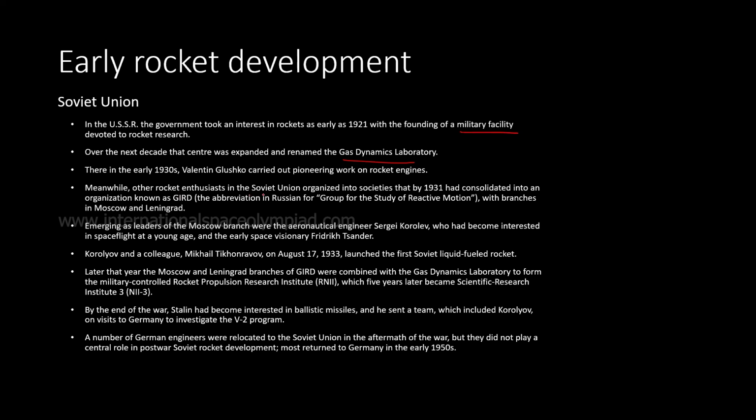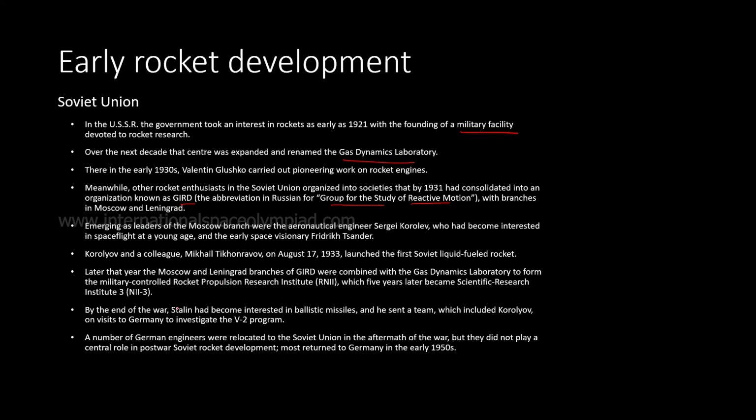Meanwhile, other rocket enthusiasts in the Soviet Union organized into societies that by 1931 had consolidated into an organization known as GIRD, the Group for Study of Reactive Motion, with branches in Moscow and elsewhere.